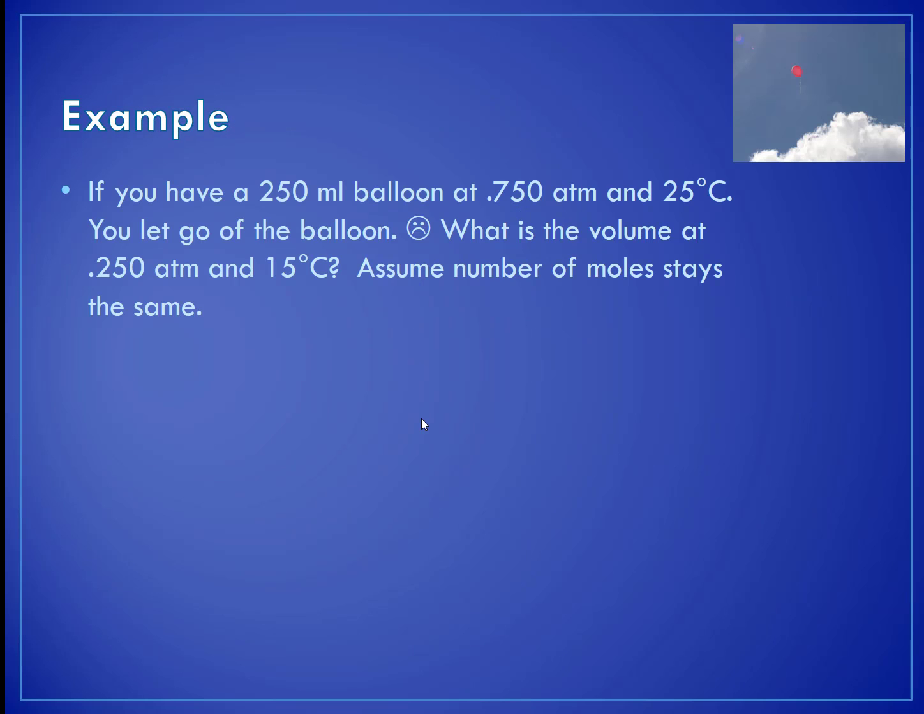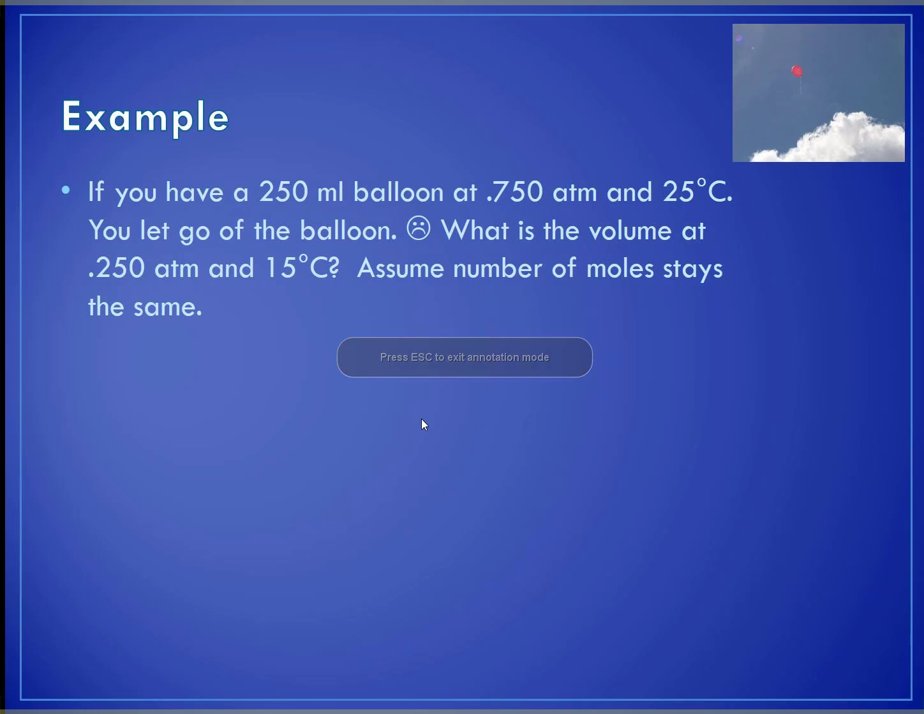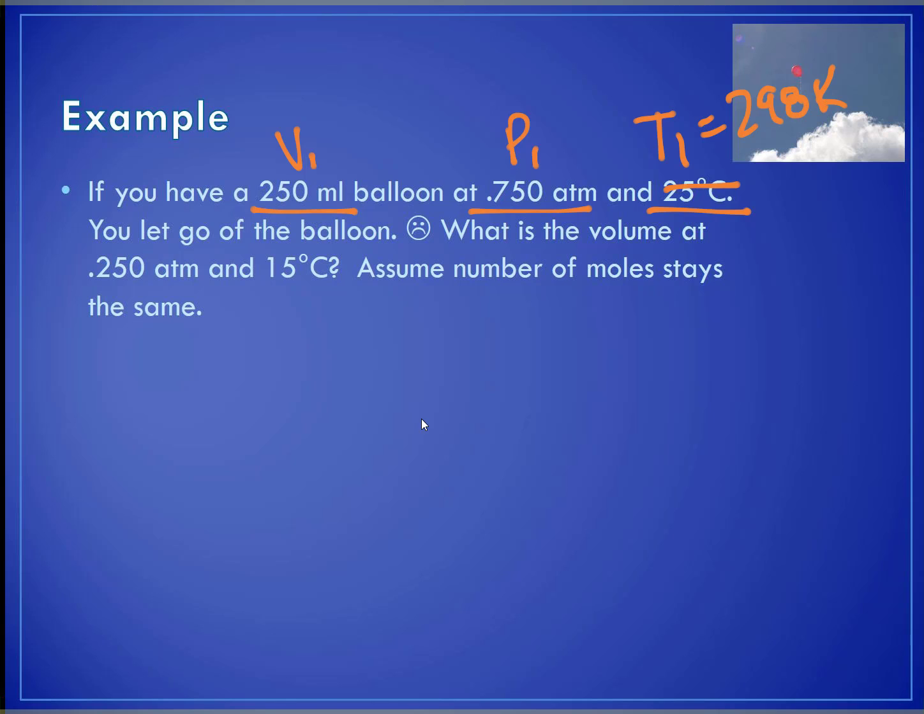So let's look at an example problem. So we have a balloon, and it has 250 milliliters. So this is my first volume, this is my V1. And then atmospheric units, this is my P1. And we have our temperature. This is our T1. Now remember, this is degrees Celsius, so immediately turn it into Kelvin. So this is 298 Kelvin.